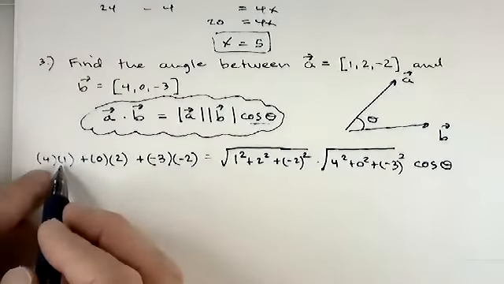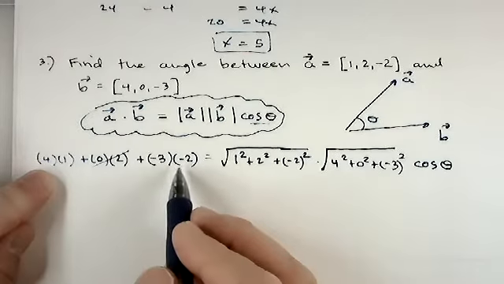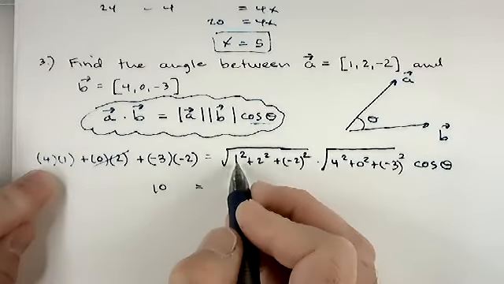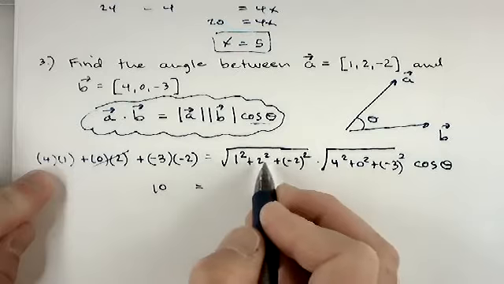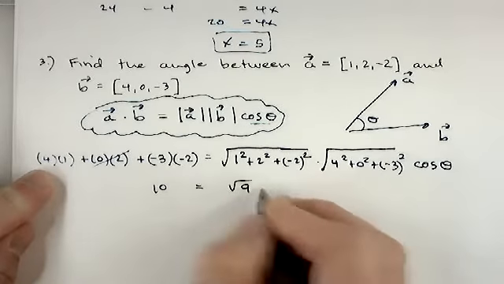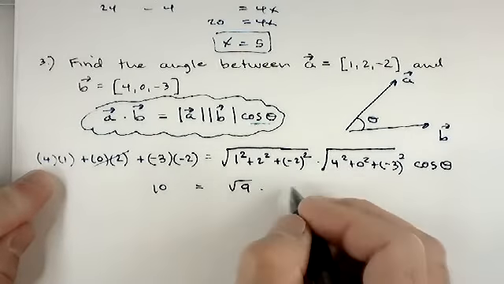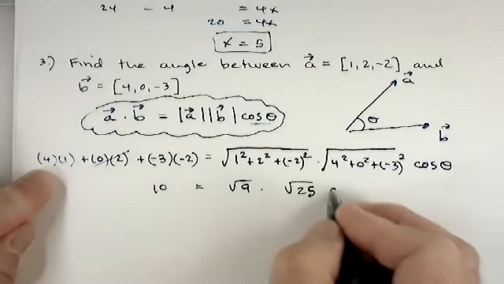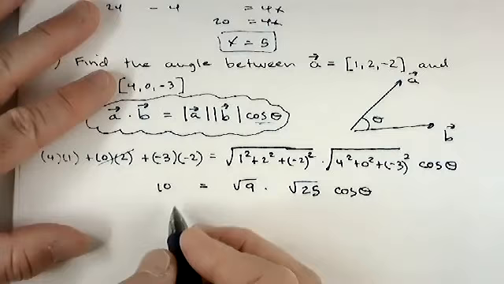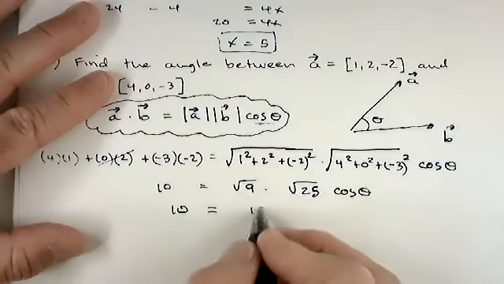What do I get here? This is 4. That's 0. 4 plus 6, so this is 10. Oh, this is like one of my first problems. That's 1 plus 4 plus 4. That's 9. This is root 9, which is 3. I'll just put root 9 for now. That's 16 plus 0 plus 9. This is root 25. This is just 3 times 5, so 15.